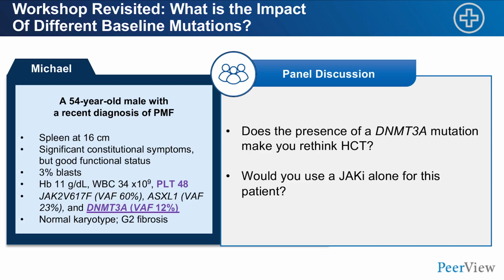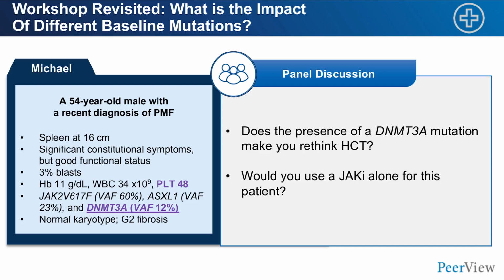I think it also has to be considered in context, though, because ASXL1 is a high molecular risk mutation, and I would be actually more concerned about ASXL1 in that JAK2 V617F VAF more than the DNMT3A. Yeah, I think I agree.